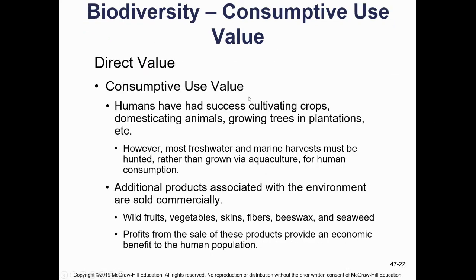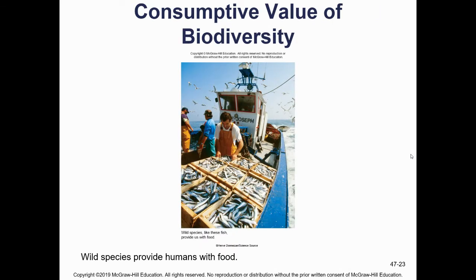We have direct value through consumptive uses, meaning these are the things that we trade, we eat, we make products from, we buy, we sell, we consume them. So freshwater fish, seafood, we sell and eat those. Consumptive use, just think, what do you consume?